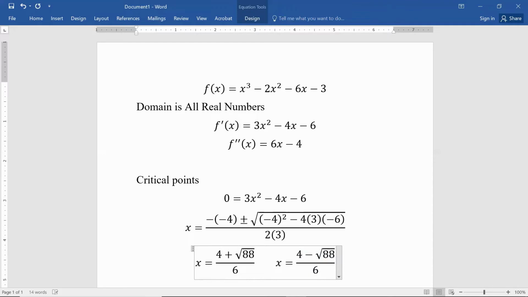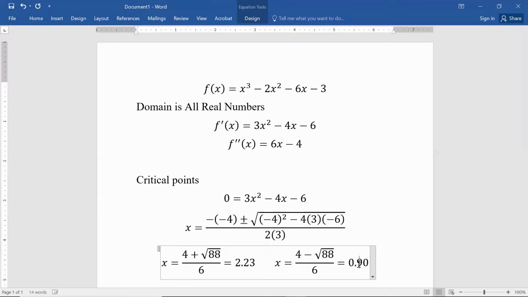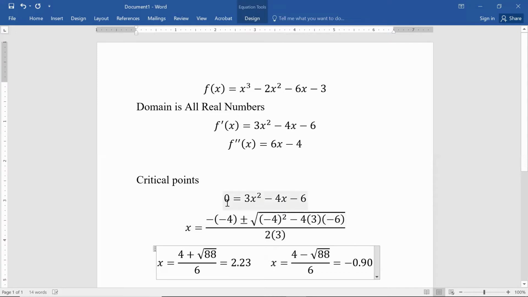If you want to, you can use rounded numbers if you'd like. When I did 4 plus square root of 88 over 6, that was approximately 2.23. I'm going to put equal to 2.23, even though that's rounded. And when you do the subtraction one, I get negative 0.90 when I round to 2 decimal places. All right. So those are the critical values.